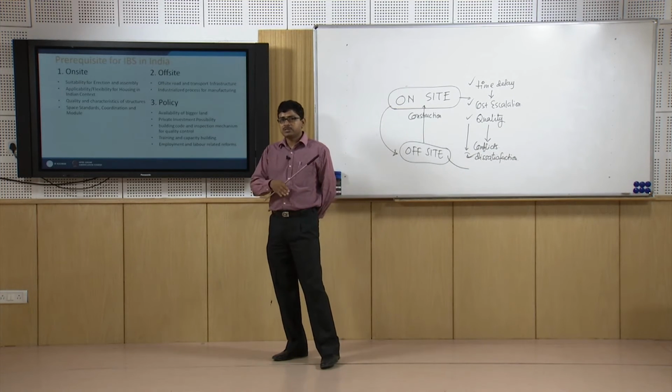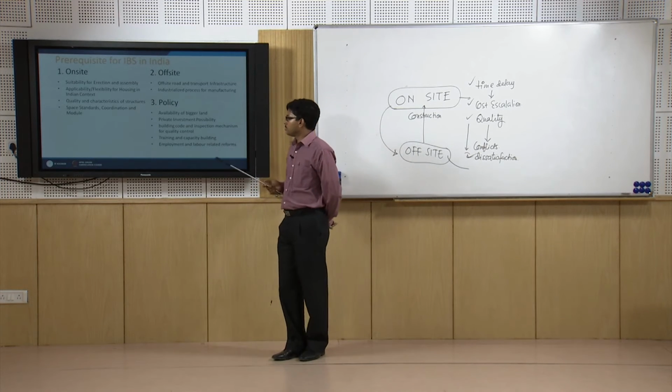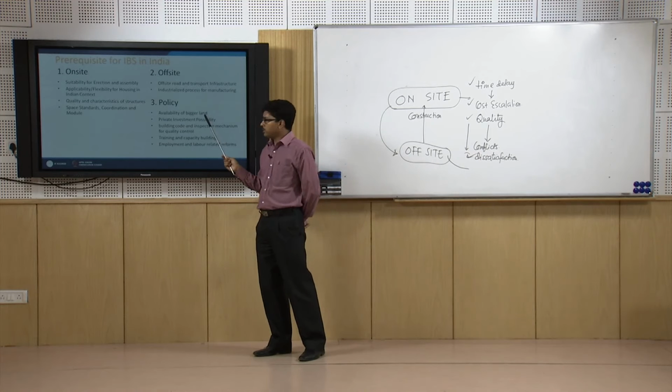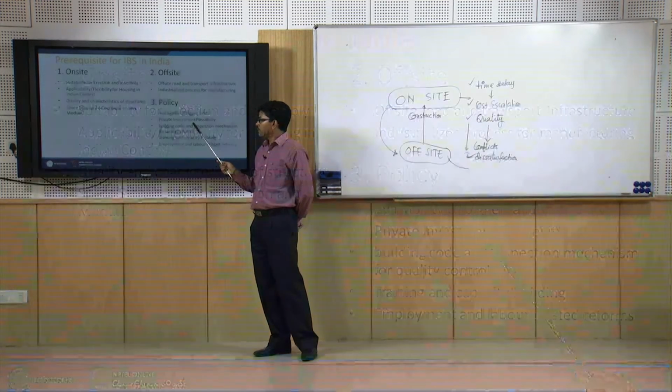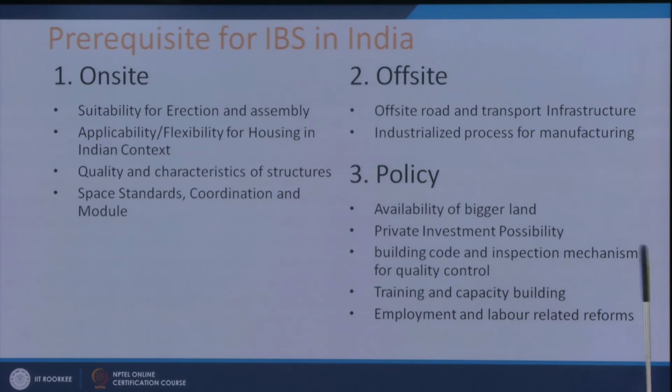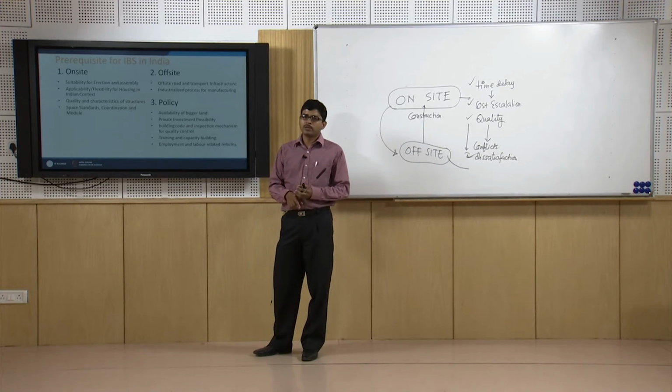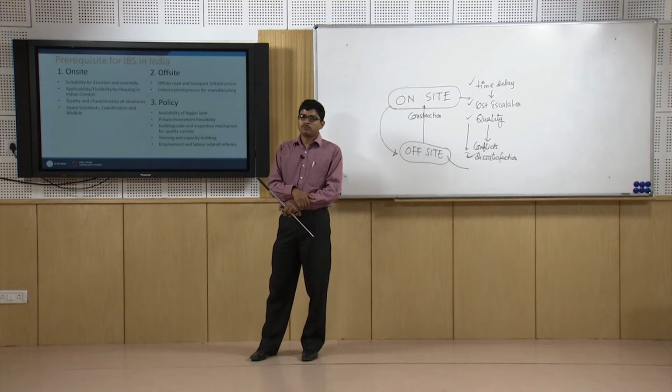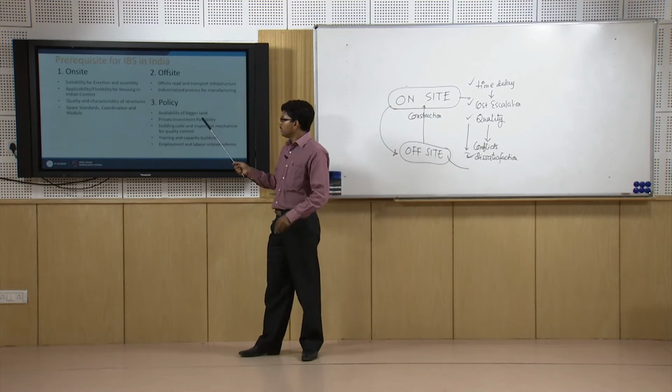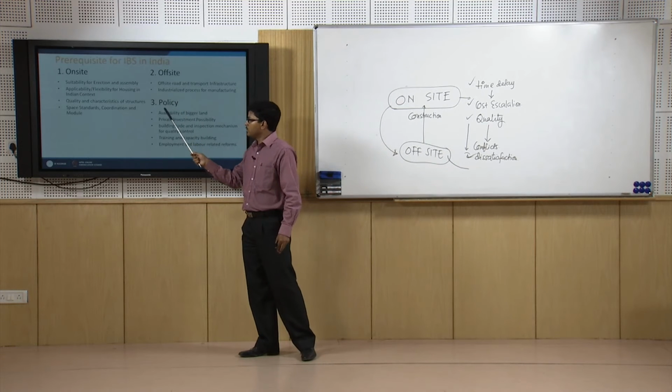So, if we change the technology from the conventional technology to the new technology, the land is a very important input. Then the private investment possibility: there are very few developers who will be very much interested to invest in the prefabricated or the industrialized technology. So, private investment is required, and for that we need a policy paradigm by the government.